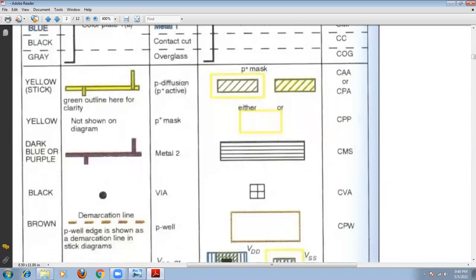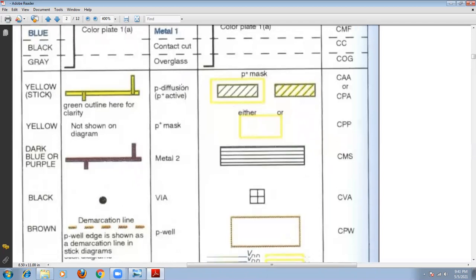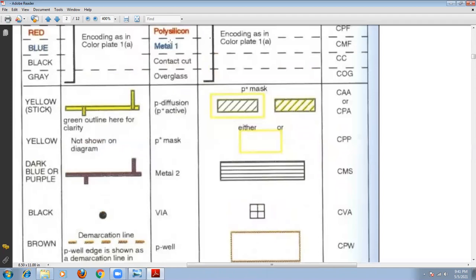Similarly, we have different layers. That is the blue color. Blue color is used to identify the metal one layer. That is also very important.